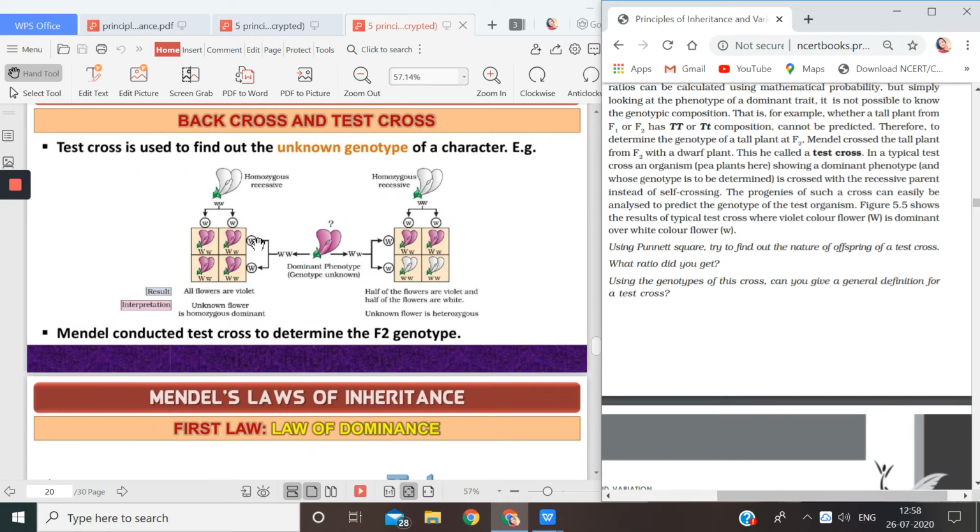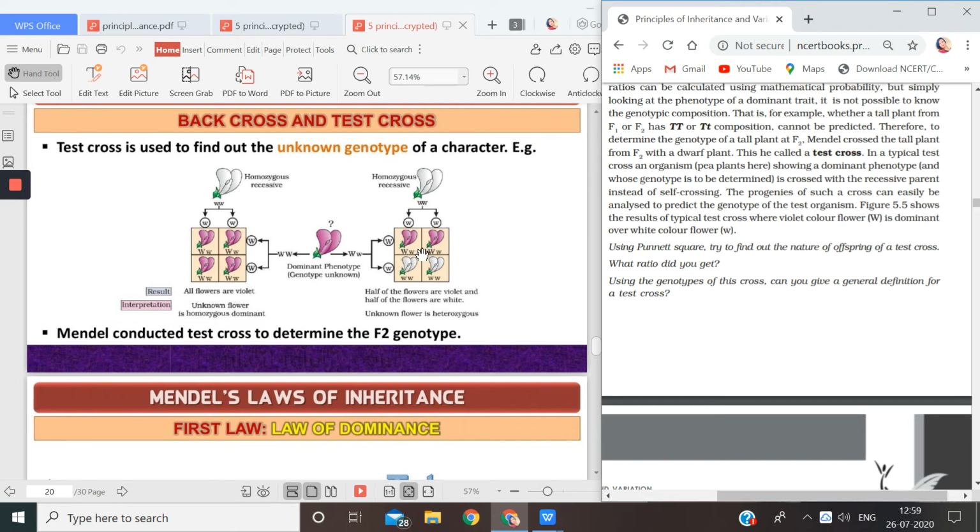See, the first possibility is this one, and the second possibility is this. Here both are capital W's, and here one is capital and one is small. The unknown flower is homozygous dominant here, because both are capital. And here half of the flowers are violet, so the unknown flower is taken as heterozygous, because one is capital and the other one is small.